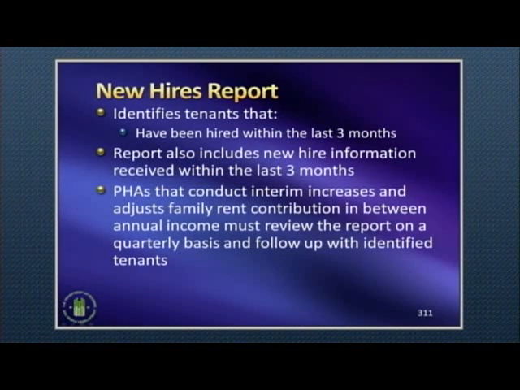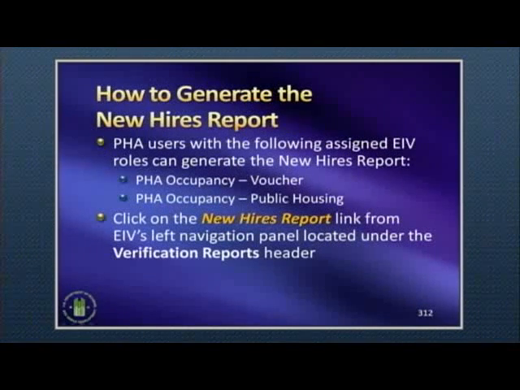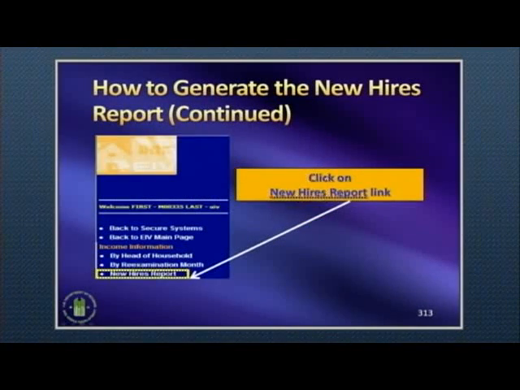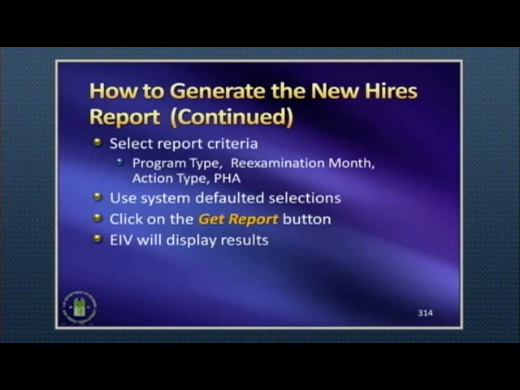And as I mentioned, the new hires report is very simplistic, it's straightforward. The only people that can access this report are those individuals who have these following user roles assigned to their EIV user ID, which is basically the PHA occupancy voucher or public housing program. Accessing the report, again, very simplistic. Click on the new hires report link and then click on the get report.